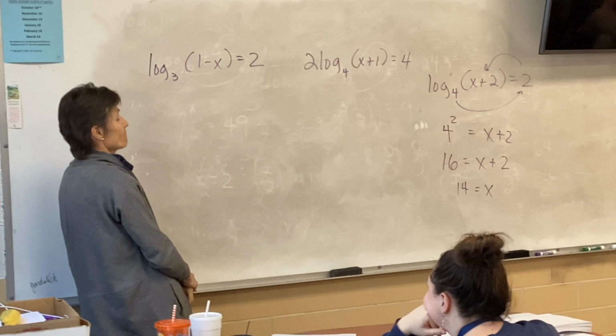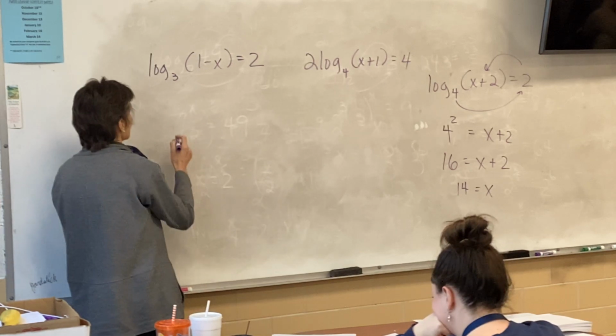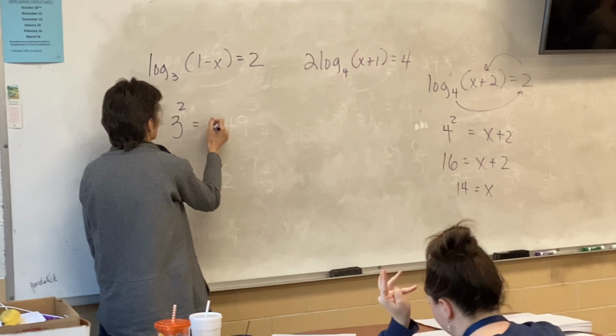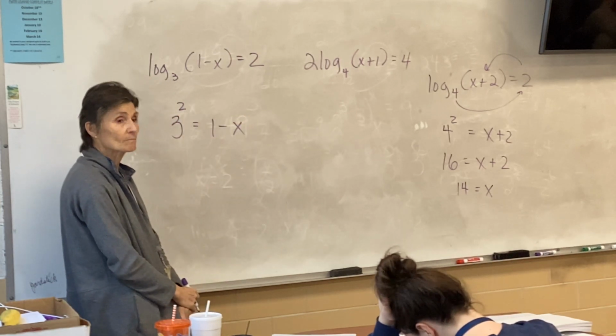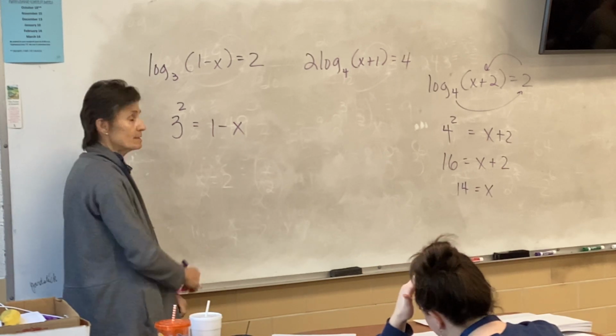Olivia, what was the first step of your work here for this problem? I did the log roll thing, so I put 3 squared equals 1 minus x. What do the rest of you think? Is she right? Oh, that's really good. And of course, we all know 3 squared is 9.